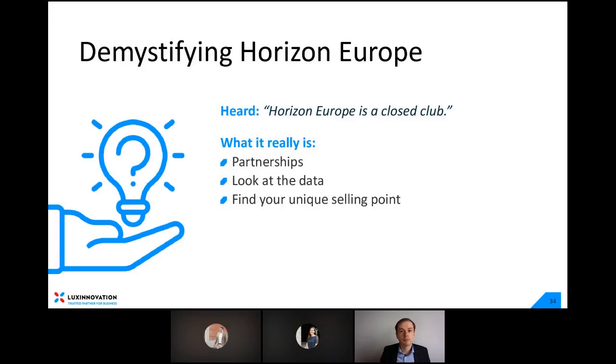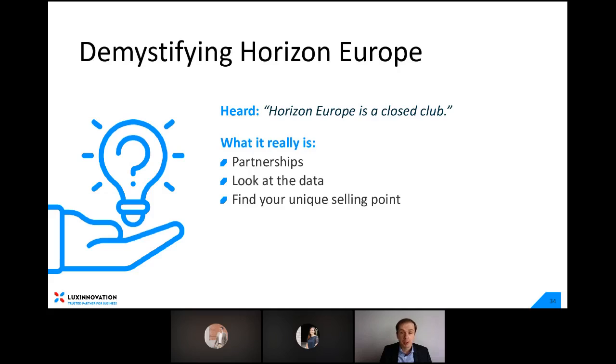Another thing that we often hear from potential participants is that, well, Horizon 2020, Horizon Europe, you name it, it's sort of a closed club. It's always the same people that get the funding, and it's difficult to integrate. There's some truth to it, but we need to look at it more carefully, to be honest.